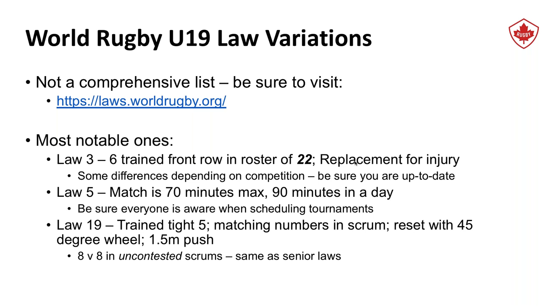level. The one area where it is the same, and it's important that people note the italicized word there, uncontested. So we must have 8 versus 8 in an uncontested scrum, which is the same as the senior law. So in instances where we might lose two tight head props, whether it be through injury or sanctions, and we need to move to uncontested scrums, we need to fill in the scrum to have 8v8, even though there will be no push. So just something to be aware of, but the 8v8 is only in uncontested scrums. I know when this first came out, it was a bit of a sticking point, but something that I just wanted to reiterate there.